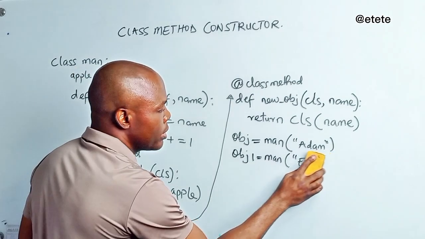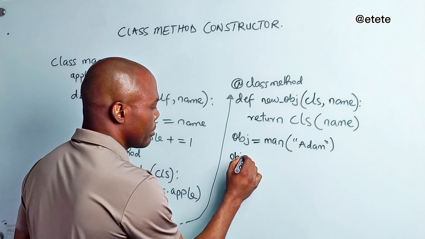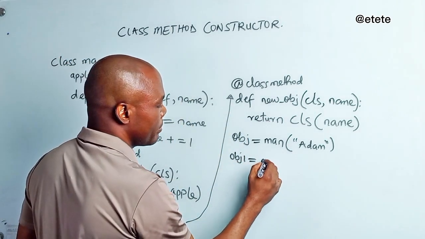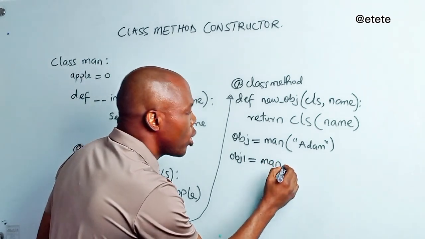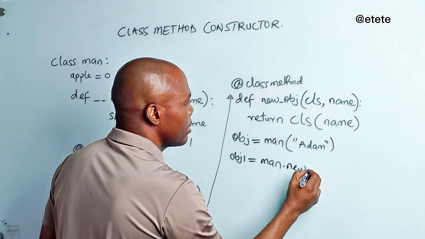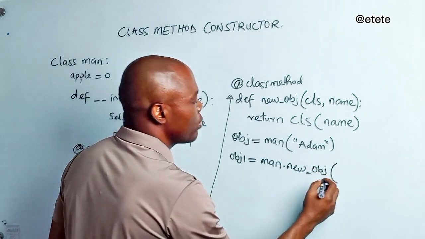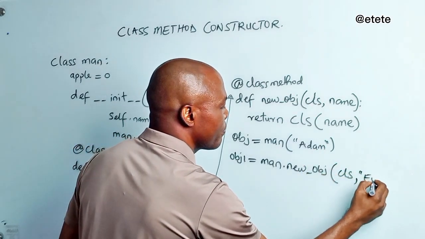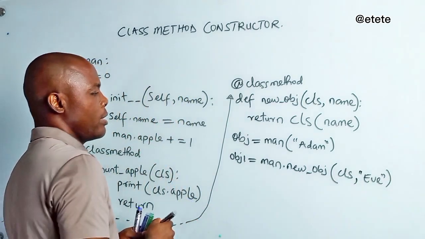What I want to do is that here I am going to say object 1, right? Then I will call the class man, right? I will go inside the class. Then I will call this method new object, underscore object. Then I will supply CLS, which is this one, and then I will supply if, which is this one. This is what I have done, right?